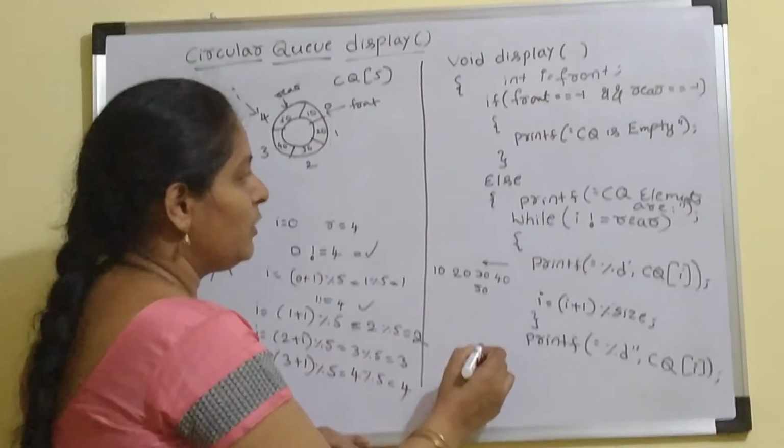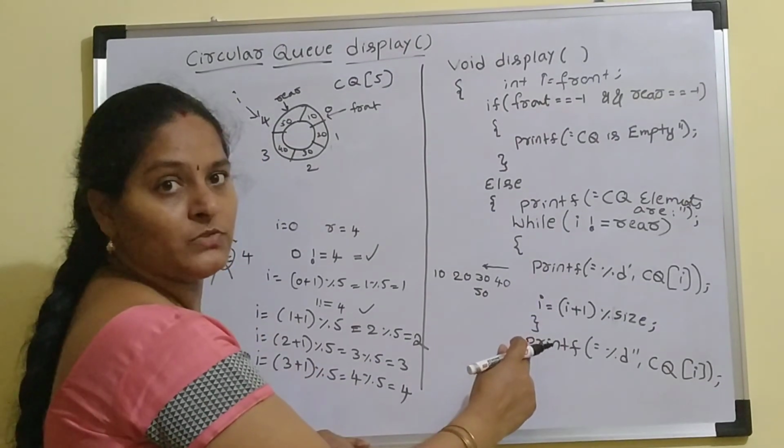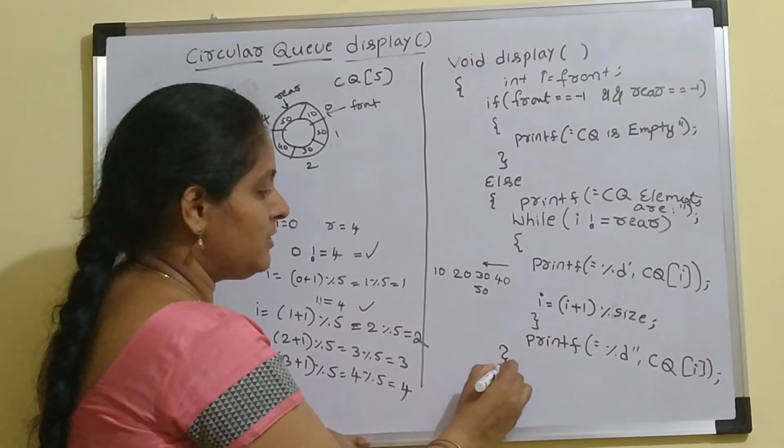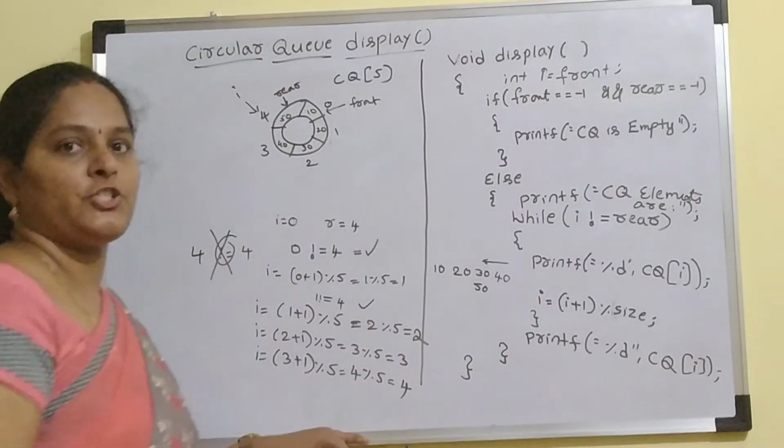So this is the way to print all the elements of the circular queue. Once this is over, all the elements are printed, right? Now close the else block and close the display function.